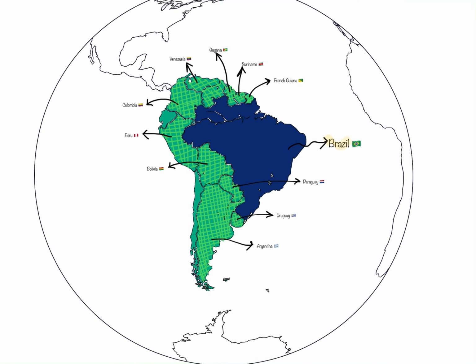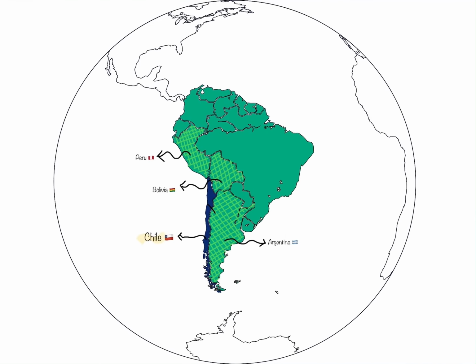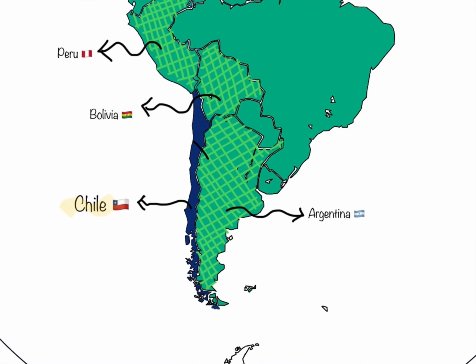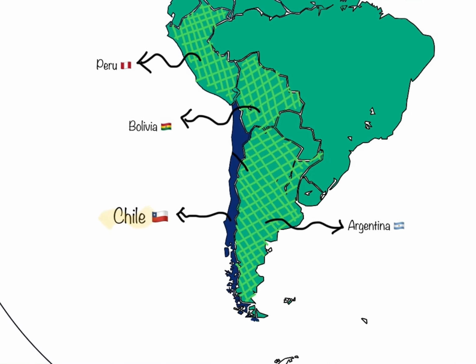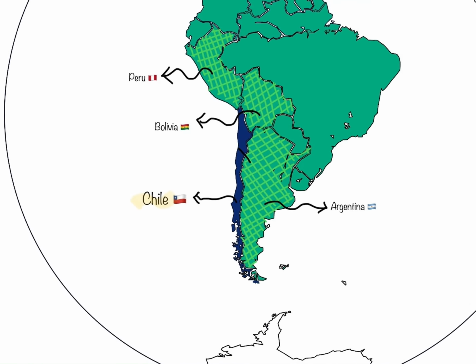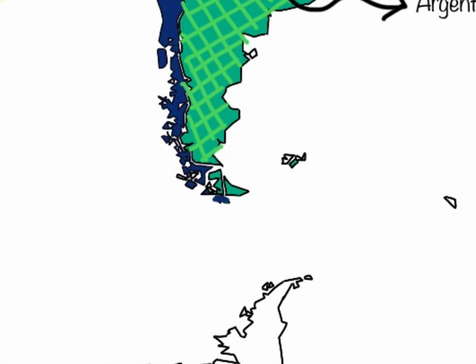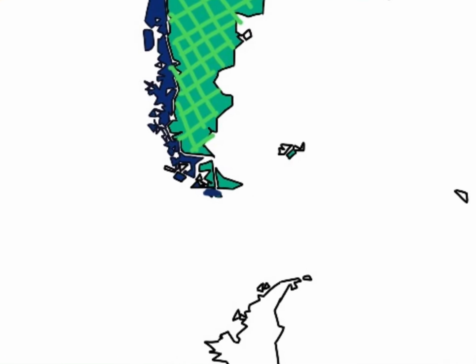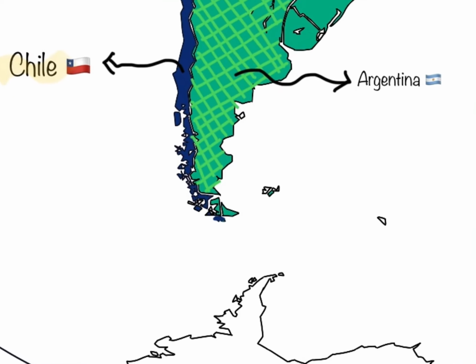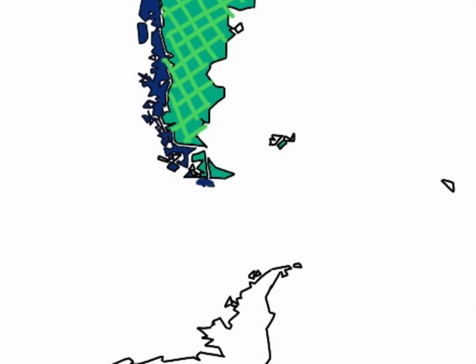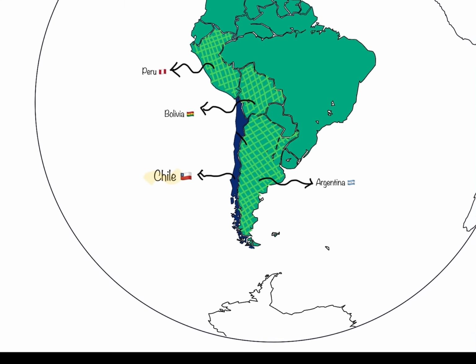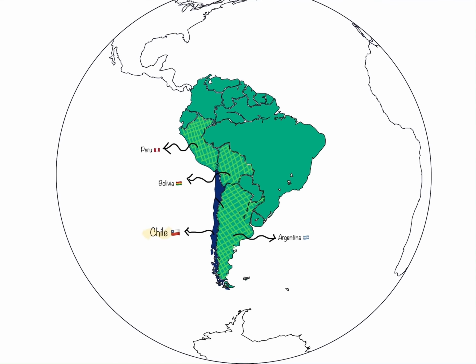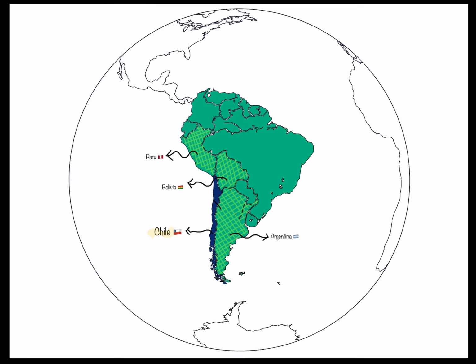The next country would be the one which is quite slender in its shape, Chile. It shares land boundary with Peru, Bolivia, and Argentina. It is the country which is closest to Antarctica. It can be clearly seen that the distance between Antarctica and Chile is relatively lesser as compared to other continents or places in the world.